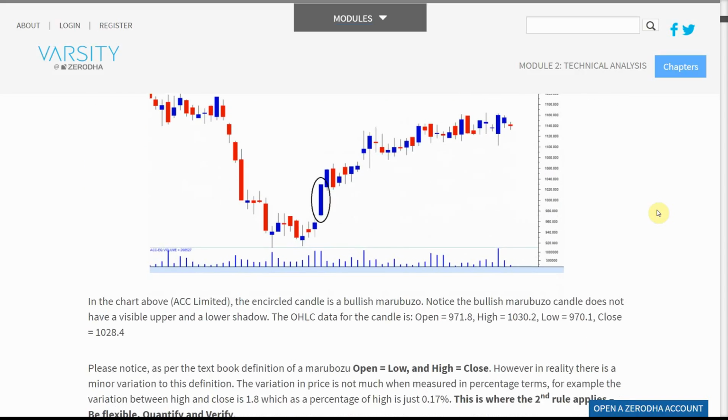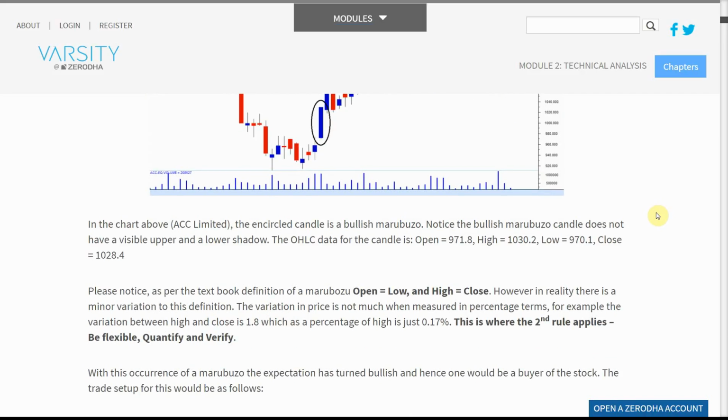In the chart above, ACC Limited. The encircled candle is a bullish Marui BOSU. Notice the bullish Marui BOSU candle does not have a visible upper and a lower shadow. The OHLC data for the candle is open equals 971.8, high equals 1030.2, low equals 970.1, close equals 1028.4. Please notice, as per the textbook definition of a Marui BOSU, open equals low and high equals close.